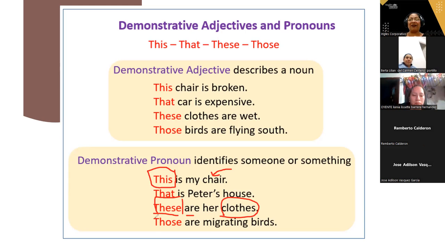And then, finally we have, those are migrating birds. Those are, esos, those se refiere a los birds. Pero no voy a repetir, those birds are migrating birds. No, solo digo, those are migrating birds. Pero ¿cuál es la diferencia entonces con los demonstrative adjectives?